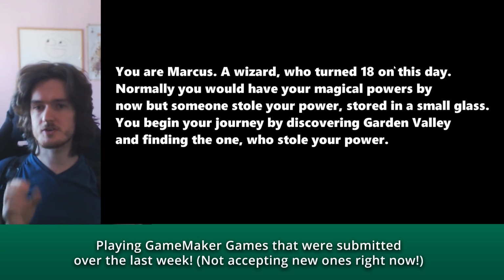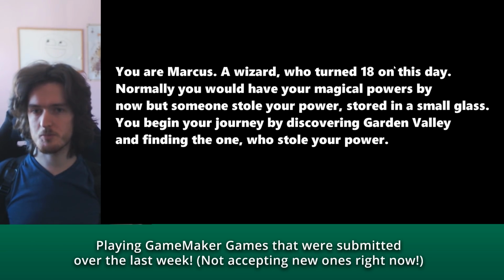You're Marcus, a wizard who turned 18 on this day. Normally you would have your magical powers by now, but someone stole your power, stored in a small glass. You begin your journey by discovering Garden Valley and finding the one who stole your power.